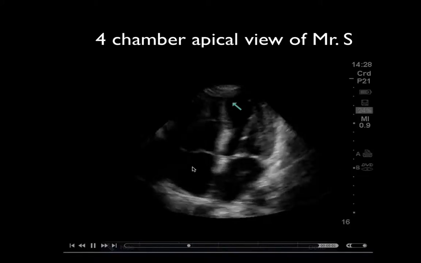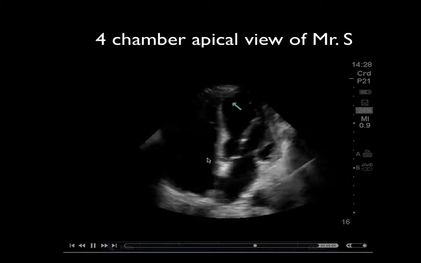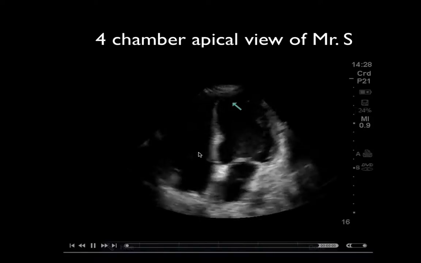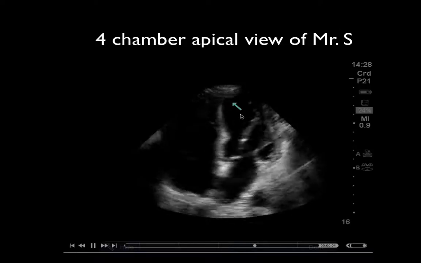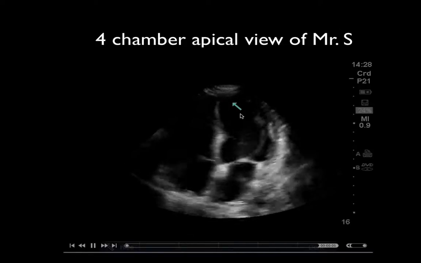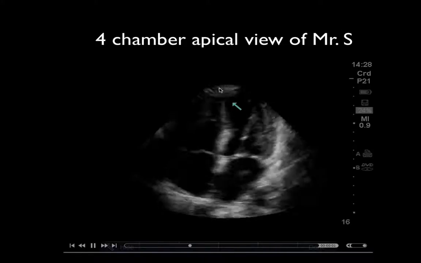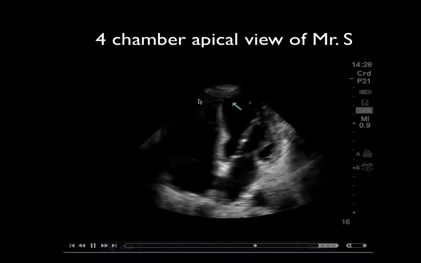And this is the right side of the heart. Right atrium, tricuspid valve opening and closing, right ventricle. The arrow is placed here pointing to the apex of the heart. So the apex of the heart really is about here.